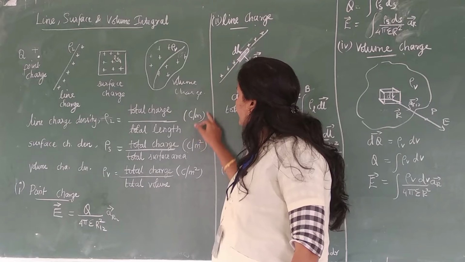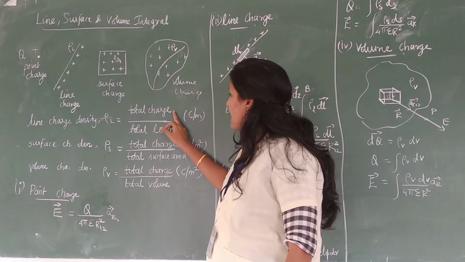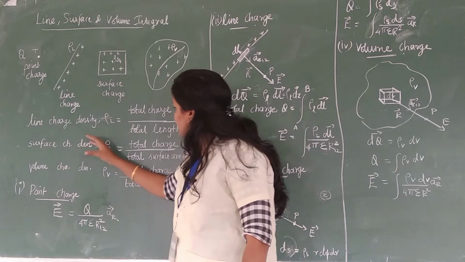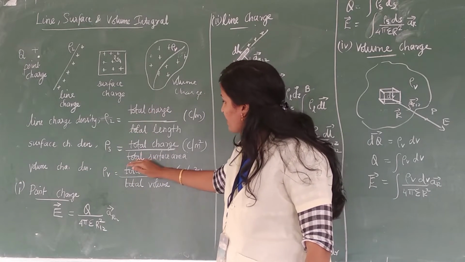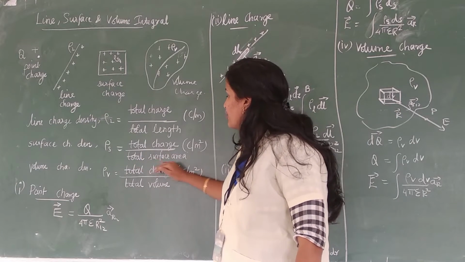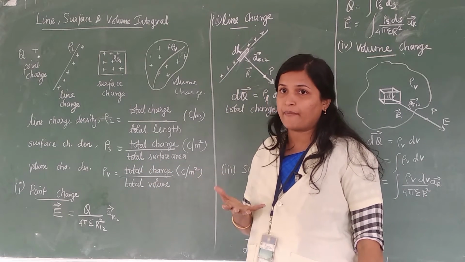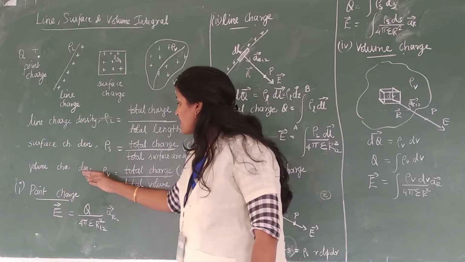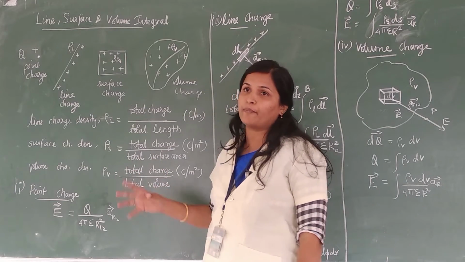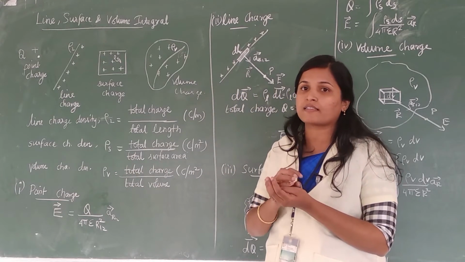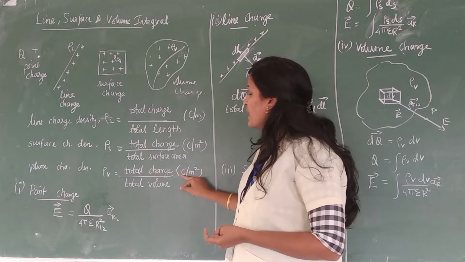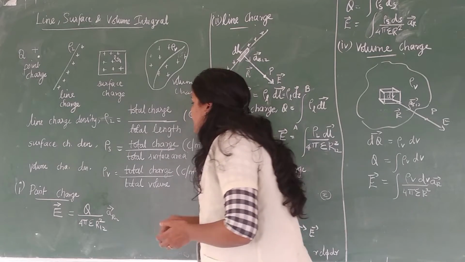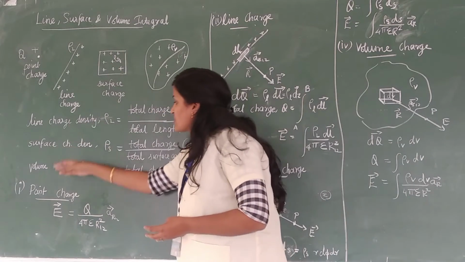The unit of line charge density is coulomb per meter. Surface charge density is the same as line charge density; the only difference is that the denominator is the total surface area, per unit area. So the unit is coulomb per meter square. Volume charge density is per unit volume: how much charge is occupied in a unit volume. The unit is coulomb per meter cube. Now let's see the charges one by one.